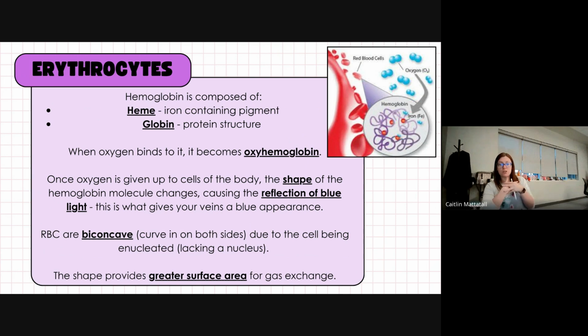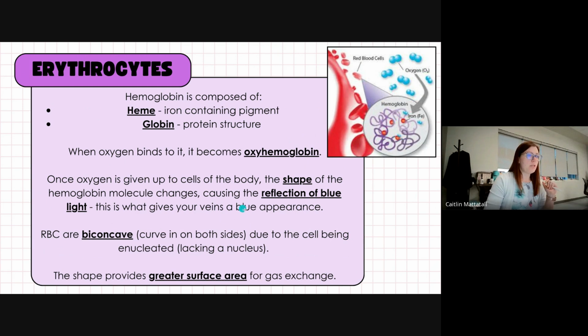But in the moment where hemoglobin is hugging on to that oxygen and keeping it nice and close, it is referred to as oxyhemoglobin, which just means oxygen plus hemoglobin. When the hemoglobin opens its arms and says, all right, oxygen, go forth and conquer, that shape change is again going to cause the reflection of blue light, which is why your veins in your wrists and in your hands have that bluish appearance. Your blood, again, is not blue. It is the reflection of light off of your hemoglobin because it is releasing oxygen.